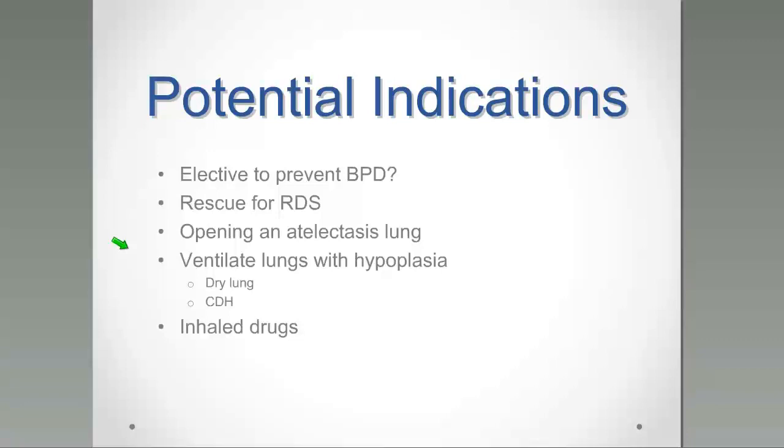So right now, we reserve high-frequency ventilation as a rescue therapy for respiratory distress syndrome, most of the time to open atelectatic areas of the lung. But remember, because we were saying that high-frequency ventilation is more effective to wash out CO2, many times it's easier to use this kind of ventilation for conditions such as the dry lung or congenital diaphragmatic hernia, because we can use lower pressure and we can prevent damage to the lungs.